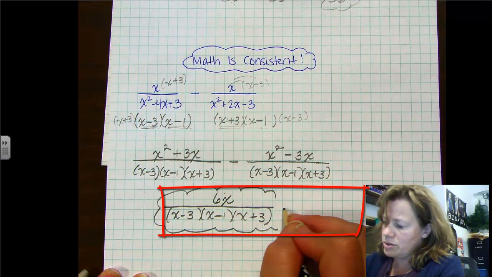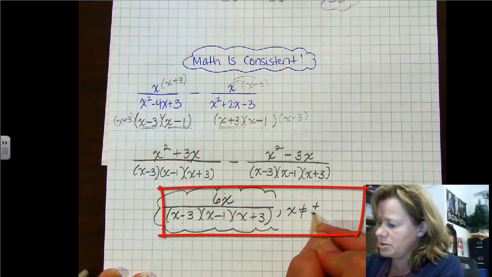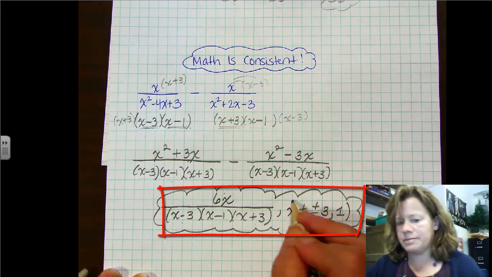You should note what x cannot be: 3, 1, or negative 3. So plus or minus 3 or 1. And then you're done. That's it.